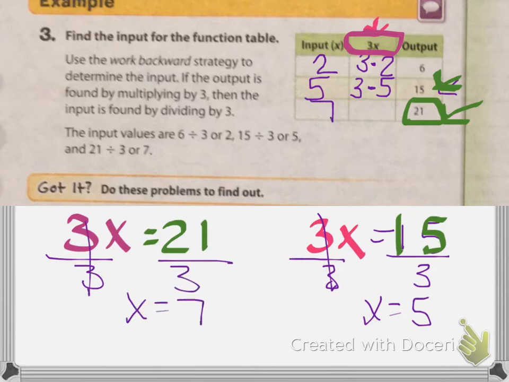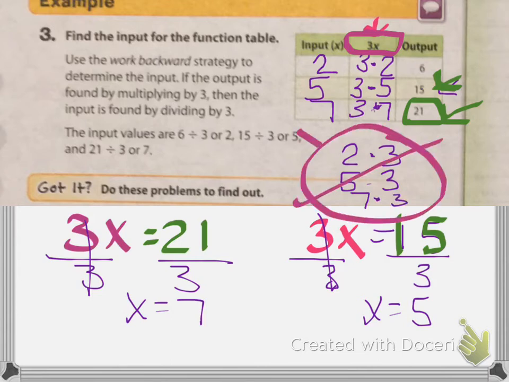Now we're just going to divide each side by 3, and we get x equals 7. So we're going to put 7 in here for the input, then we're going to do our 3 times 7, and again, a reminder, it's very important that this is in the correct order. 3 times 2, 3 times 5, 3 times 7. You can't do 2 times 3, 5 times 3, 7 times 3. None of these are acceptable because you need to be plugging it into this 3x.